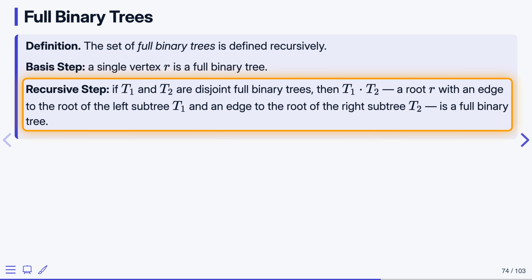Suppose we have two full binary trees, T sub 1 and T sub 2, with no shared vertices. We add a new root R. We draw one edge to the root of T sub 1, the left subtree. We draw one more edge to the root of T sub 2, the right subtree. The result is a full binary tree.